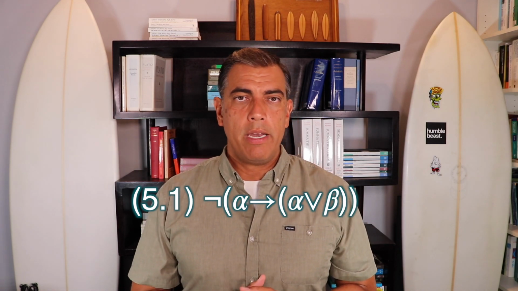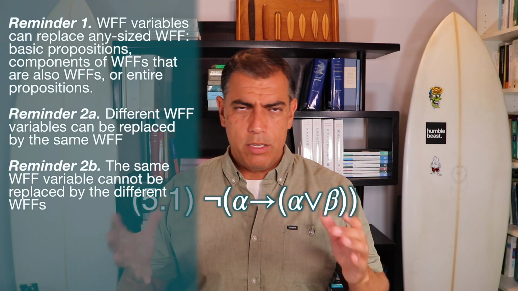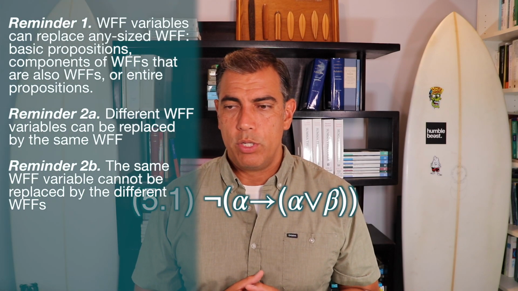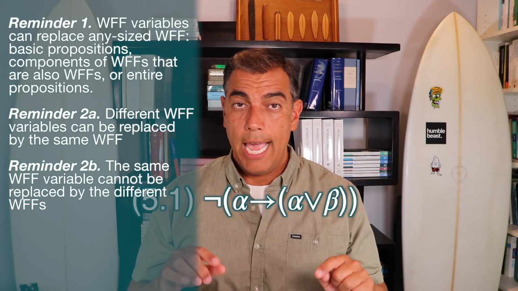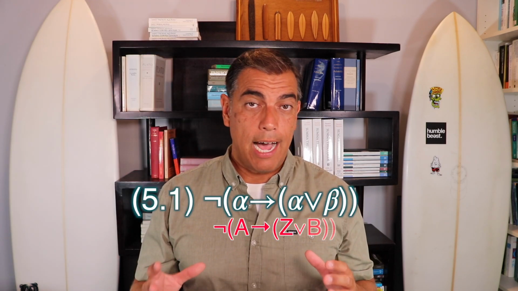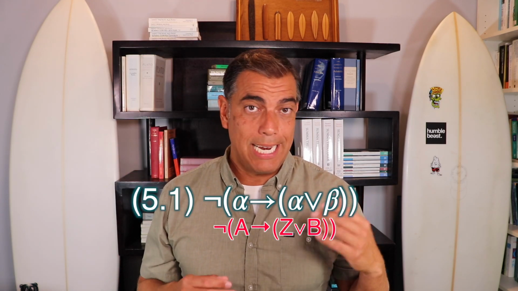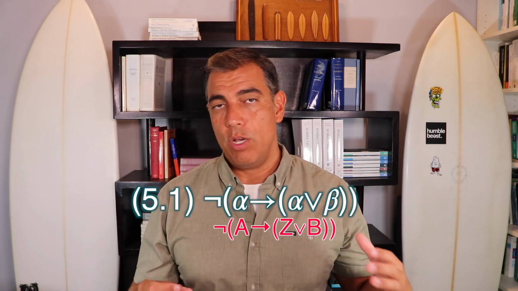And now we'll throw in a new thing here, reminder 2B. This is a rule that he gives in the chapter, which is you can't take the same well-formed formula variable and replace it with different well-formed formulas. So I can't take the alpha and replace it with an A in one spot and a Z in another spot. I can't say, it's not the case that if A, then Z or B.